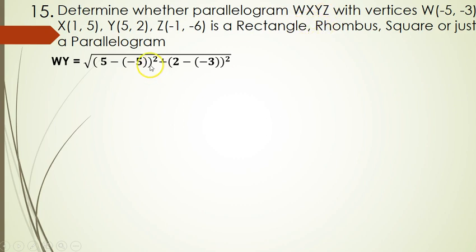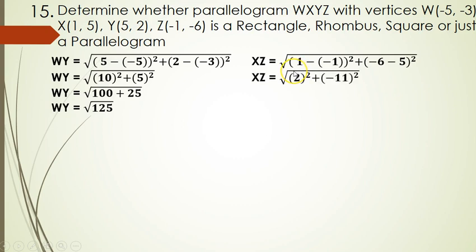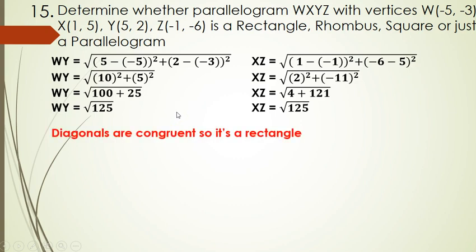So what I'm going to do is find the length of the diagonals by using the distance formula. That's my first step. WY is the square root of 125. Now I could solve this, but at this point I'm just trying to see if they're the same length. So then I'm going to compare that with XZ. Again, if it helps you, draw WXYZ and figure out what the diagonals are. Again, we're going to plug those values in and find the length of XZ. Both of these are the square root of 125, so because the diagonals are congruent, I can say that this is a rectangle.